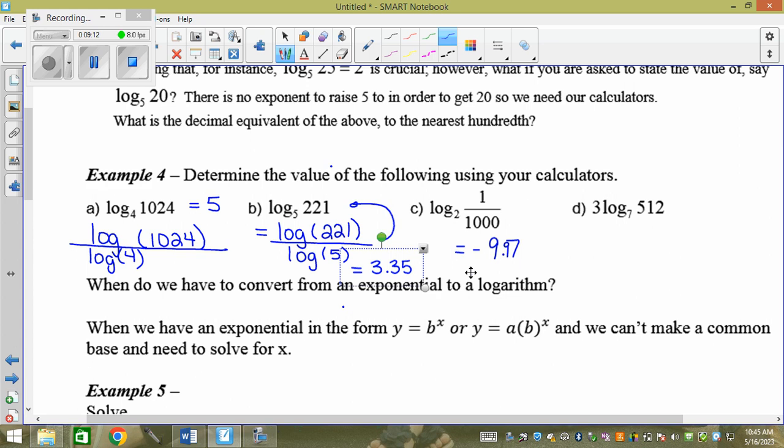Negative makes sense because whenever we have a fraction, in order to get that exponent, right, you end up getting a negative exponent. So that makes sense. And then this one, 3 times log base 7 of 512. What do we get here?